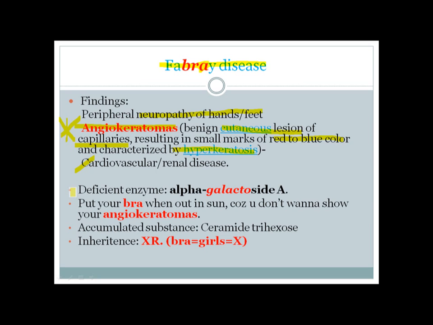So the enzyme deficient in case of Fabry disease is alpha galactosidase. So what is a bra? A bra is a clothing which actually covers your boobs. So what do boobs secrete? Boobs secrete milk. Milk is called galacto. So galacto is another name for milk. So in case of Fabry disease, the patient has a deficiency of alpha galactosidase. So I think you might remember that from the name Fabry, bra, cover your galacto, cover your boobs. And in case of Fabry disease, you will also have angiokeratomas.